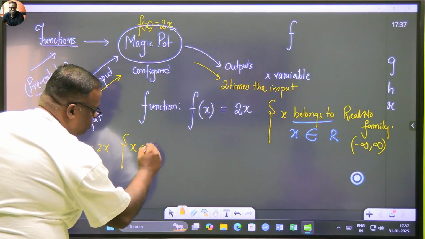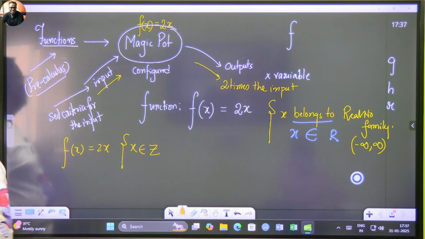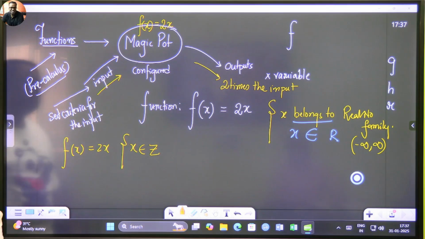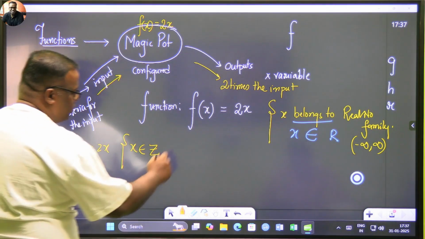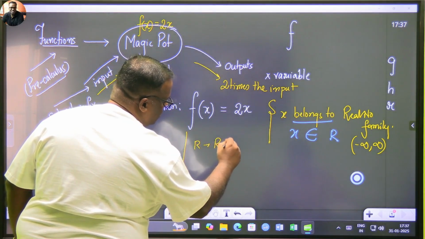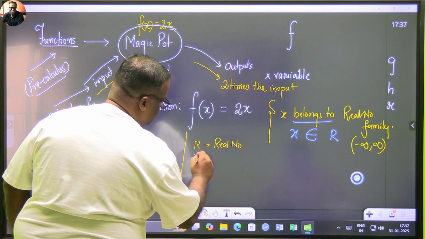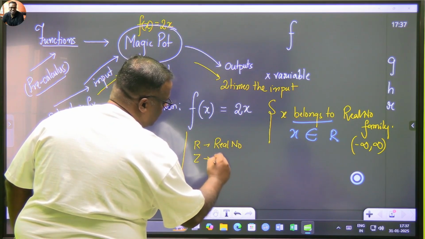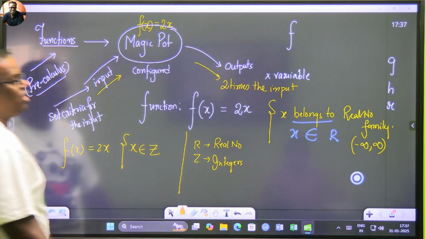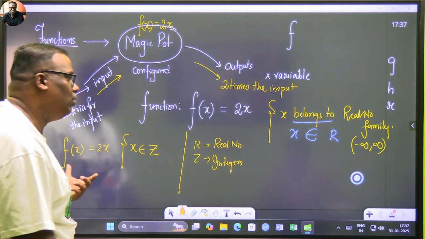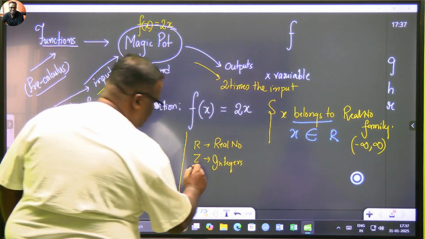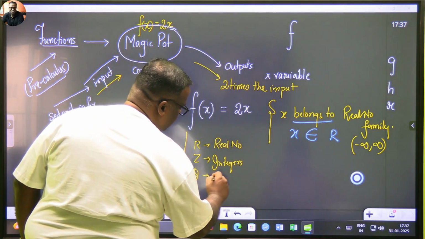x belongs to Z. Z stands for integer family. R stands for the real number family, and Z stands for integer family. What are integers? All natural numbers, their negative corresponding numbers, and 0 included. Q stands for rational numbers.